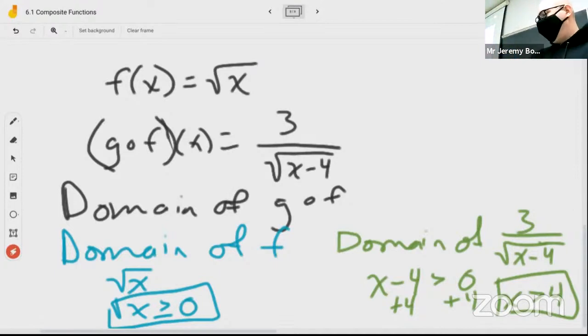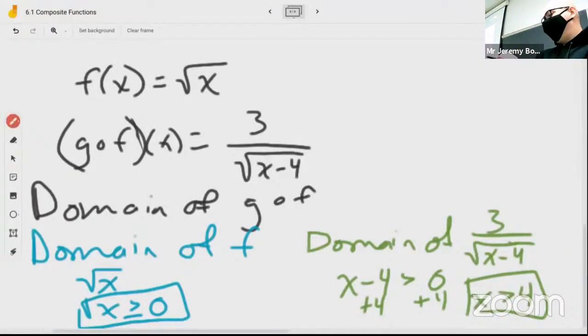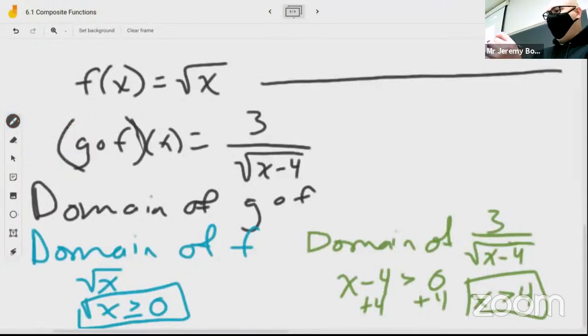What do you think I'm going to write my domain as? Would you put the 0 but just not include? No.